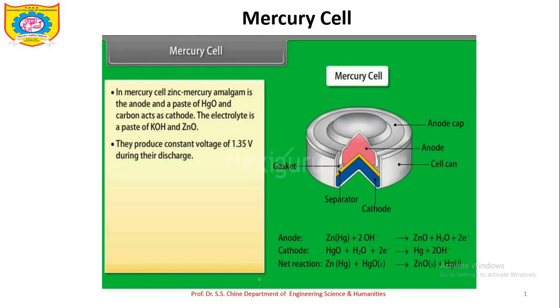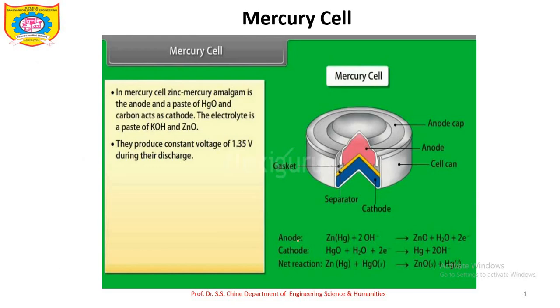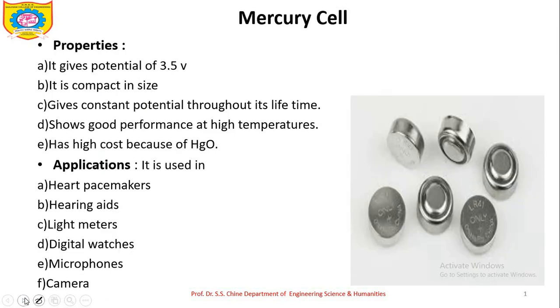This battery produces a voltage of about 1.35 volt during the discharging process. Now the properties of this battery: it gives about 0.5 volt maximum voltage, it is compact in size, and it gives constant potential throughout its lifetime. The mercury cell shows good performance at high temperatures, and it has high cost because of the use of mercuric oxides.